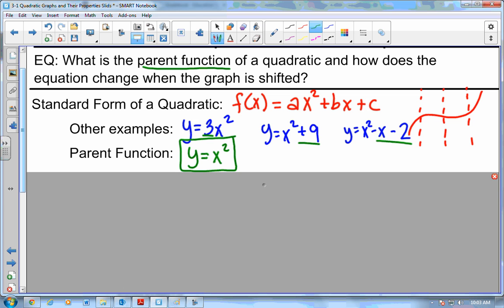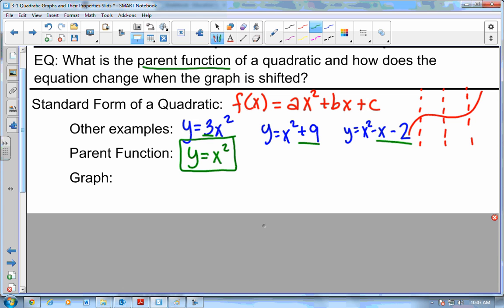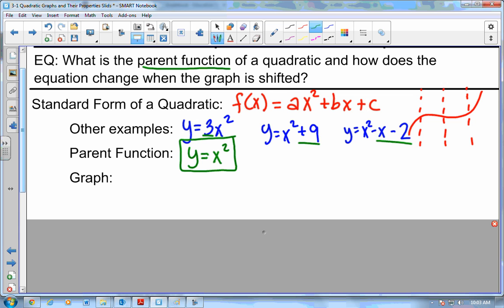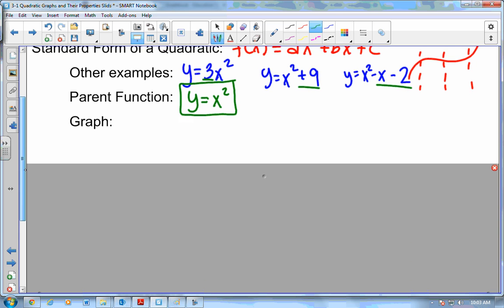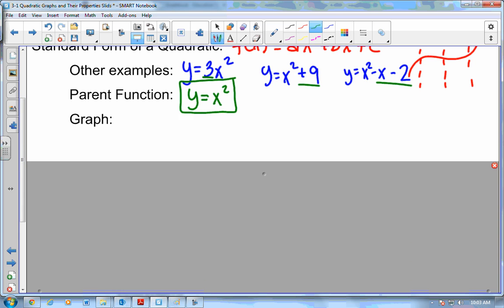Okay, we're going to graph this and see what y equals x squared looks like. When you're graphing, we need some points. We can do a table of points.